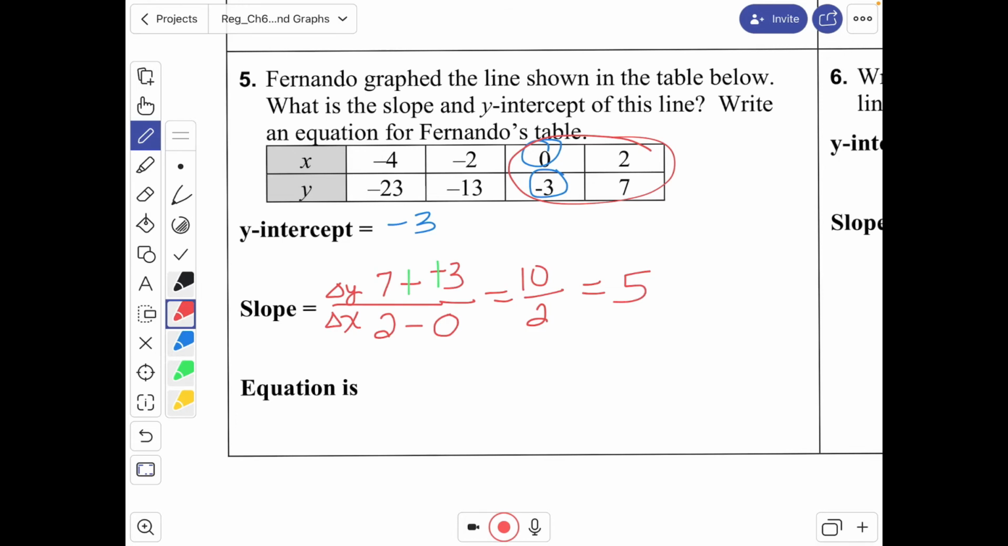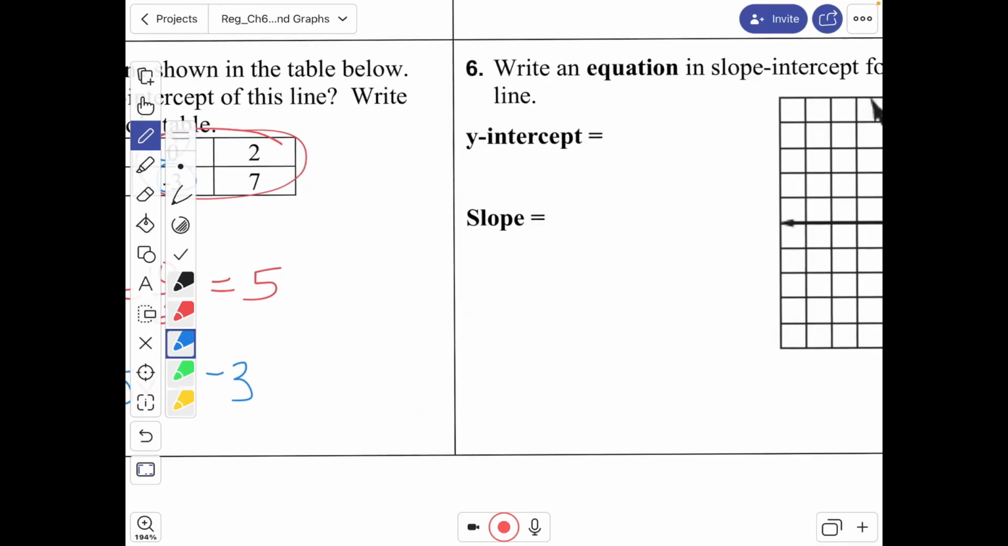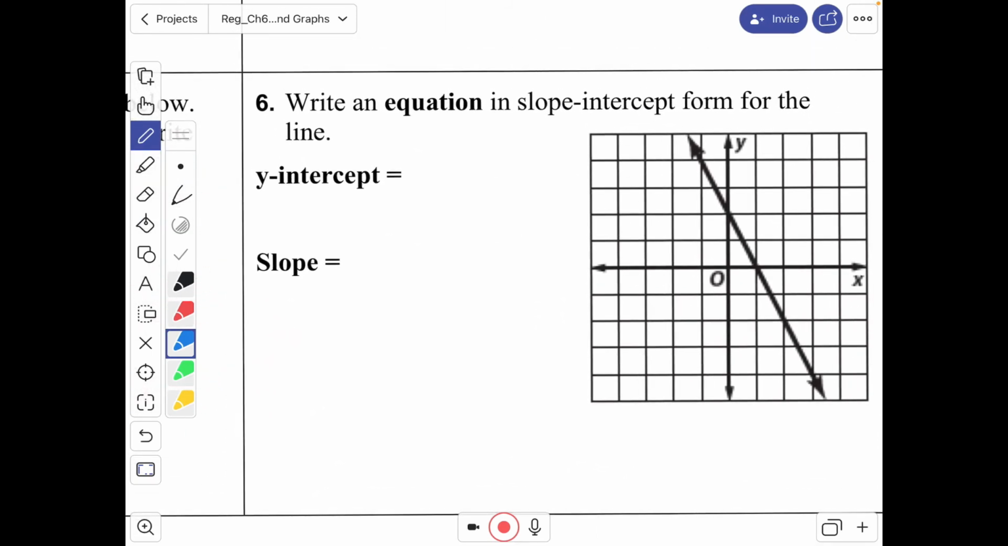Then we're going to put it into an equation. And when you type these equations, please don't put any spaces. So it'll be y equals, first we put the slope, so that's 5, times x plus the y-intercept, which is -3. Okay, now let's look at a graph. I'm going to write an equation in slope-intercept form for the line. And there's not any numbers, but you can count. So the y-intercept is the easy one. It's where the line crosses the y-axis, so that looks like it's at 2.